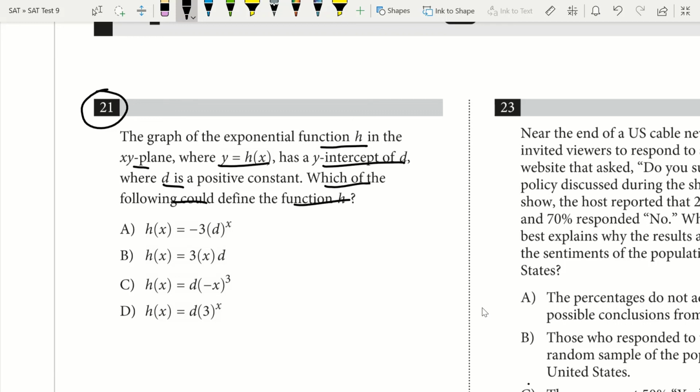All right, well, we know that an exponential function is raised to the power of x. So since we see that option C is raised to the power of 3 and option B isn't raised to the power of anything, we can go ahead and get rid of B and C. So now we're between A and D.